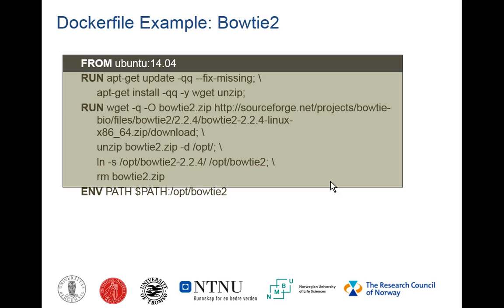This is setting an environment variable. So you add Bowtie to the path. So here we don't need to create the symlink to /usr/bin because we can add to the path easily here.